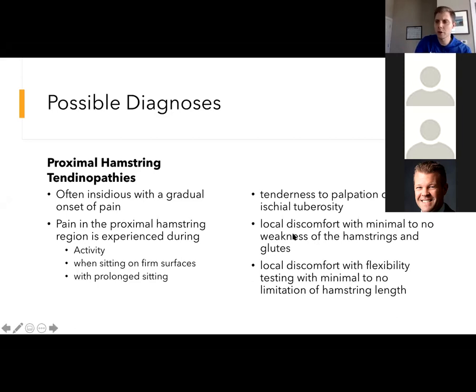Most athletes, though, are going to display tenderness on palpation along the ischial tuberosity. You're going to have local discomfort with minimal to no weakness of the hamstring and glutes, and local discomfort with flexibility testing with no limitations in hamstring length. So that's just another way to really tease these out from a hamstring strain.